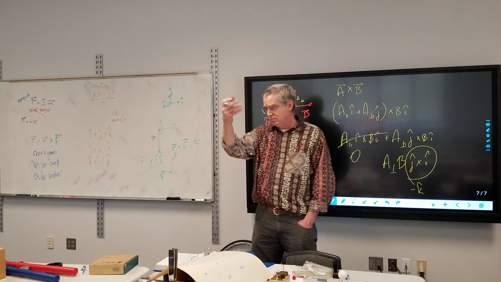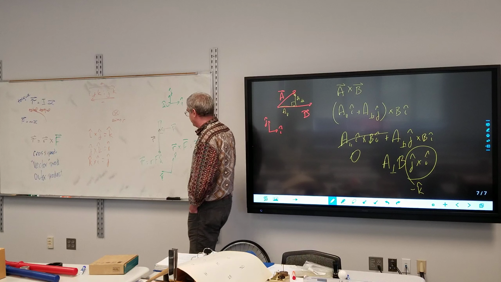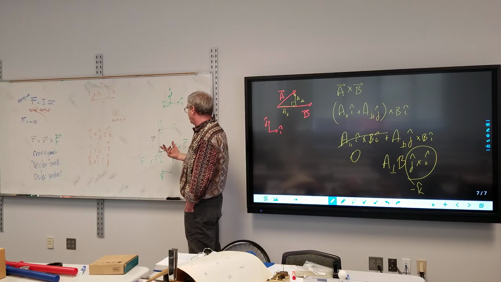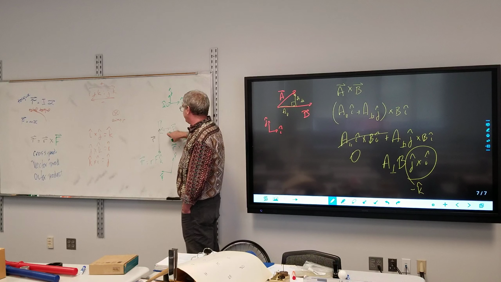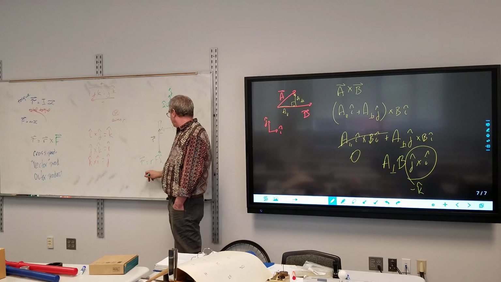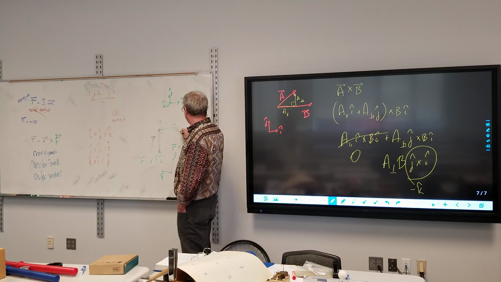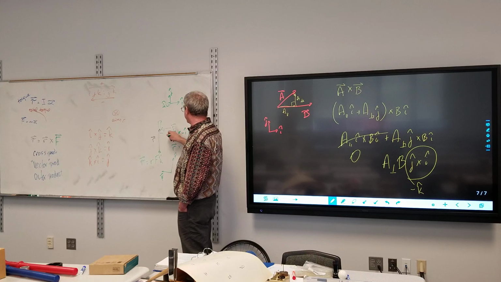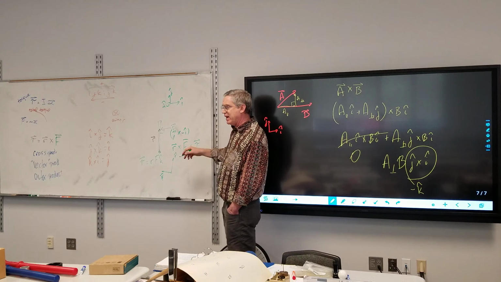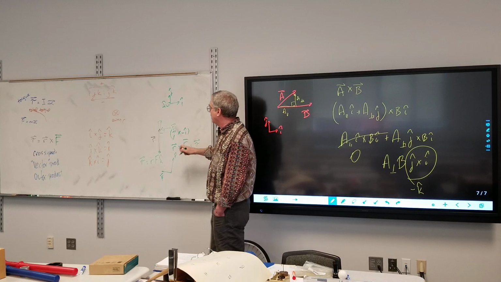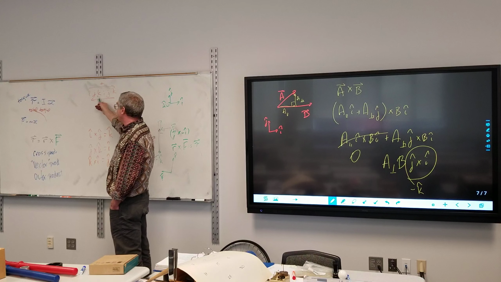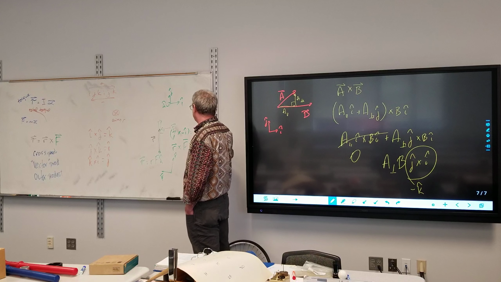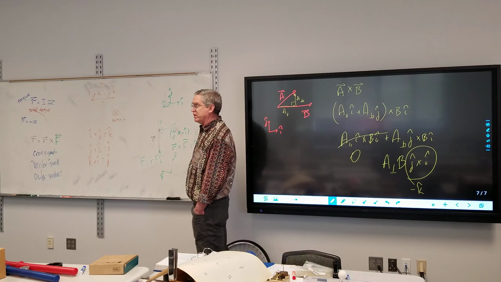So method number one, exactly as Benjamin had just done, R cross F. We could have done it also with F in the negative I hat direction. So that's negative I hat. R is in the positive J hat direction. So I have J hat cross negative I hat. Well, I know that J cross I is negative K, but that extra minus sign flips it around again, so we get K hat.